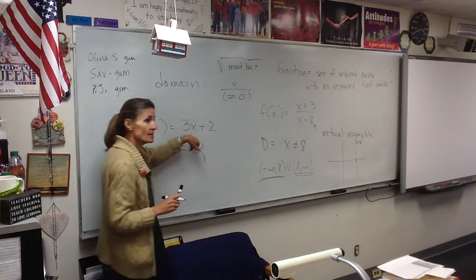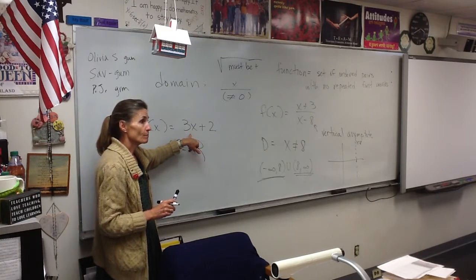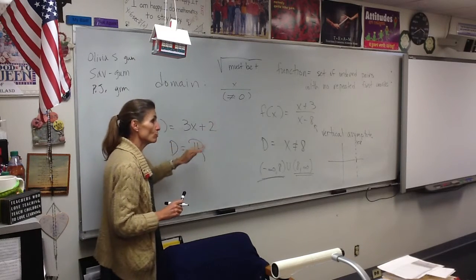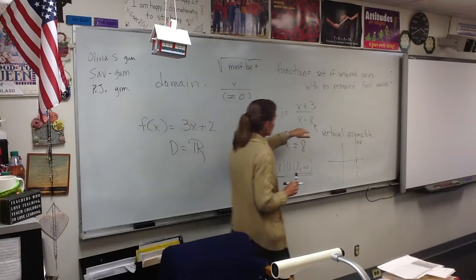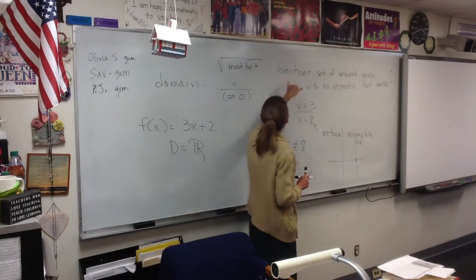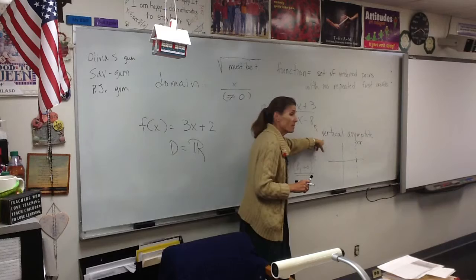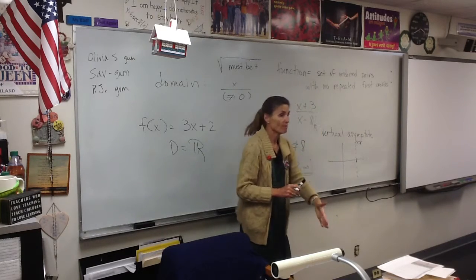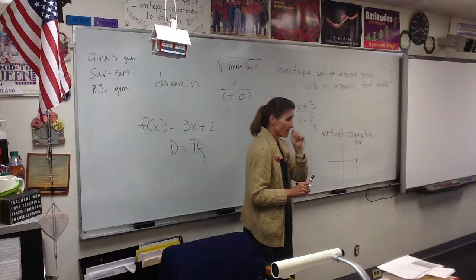If I graphed this, would it be split? Nope, it's going to go on forever and ever in both directions, all real numbers. As soon as you put a 0 in the denominator, you're going to pop in a vertical asymptote. That's going to cut your graph in half. Okay?